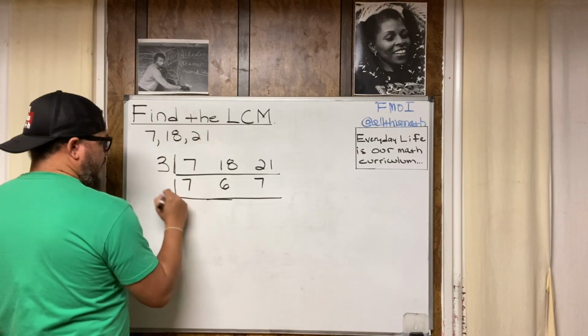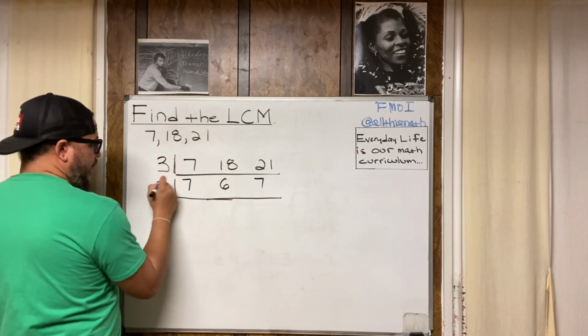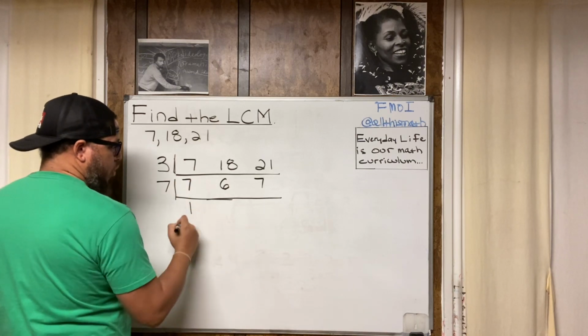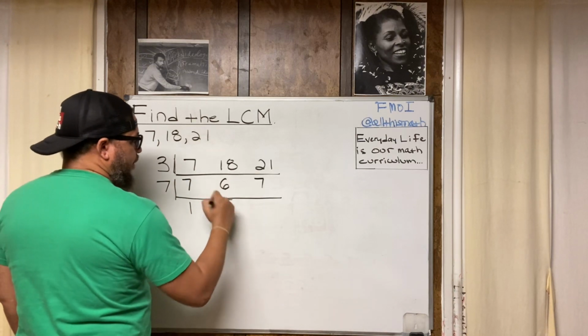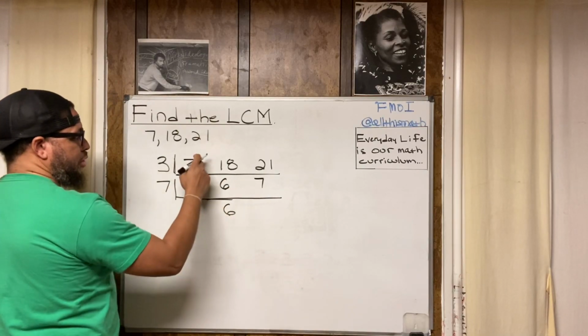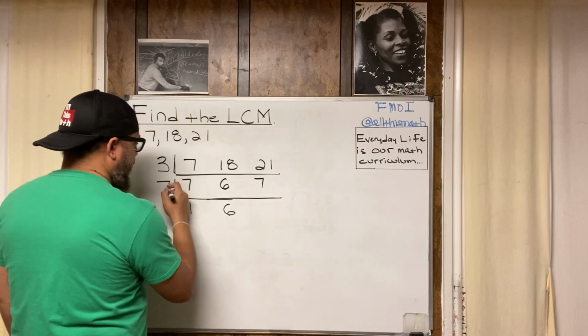So let me write my factor. My factor is 7, right? So then we do 7 divided by 7. That's 1. Put the 1 down here. We don't mess with the 6 because 7 is not a factor of 6. We just bring the 6 down, just like we brought the 7 down up here. Then we do 7 divided by 7 again.